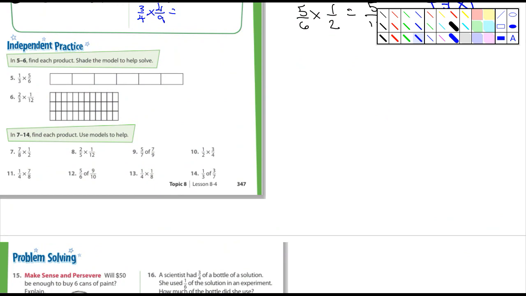Let's see here. Find each product and shade the model to help solve. So I'm looking at number 5. 1/3 times 5/6. Okay. So here's the 5/6. 1, 2, 3, 4, 5, 6. So 5/6 would be these right here. That'd be 5/6.